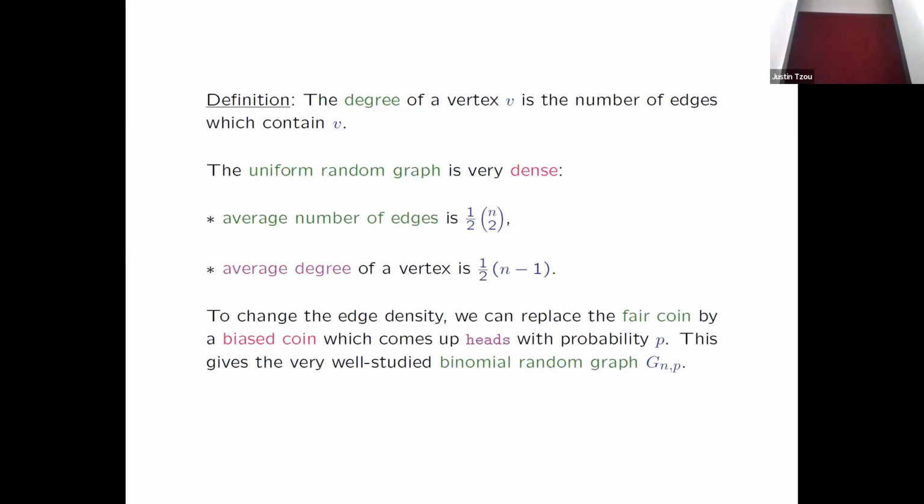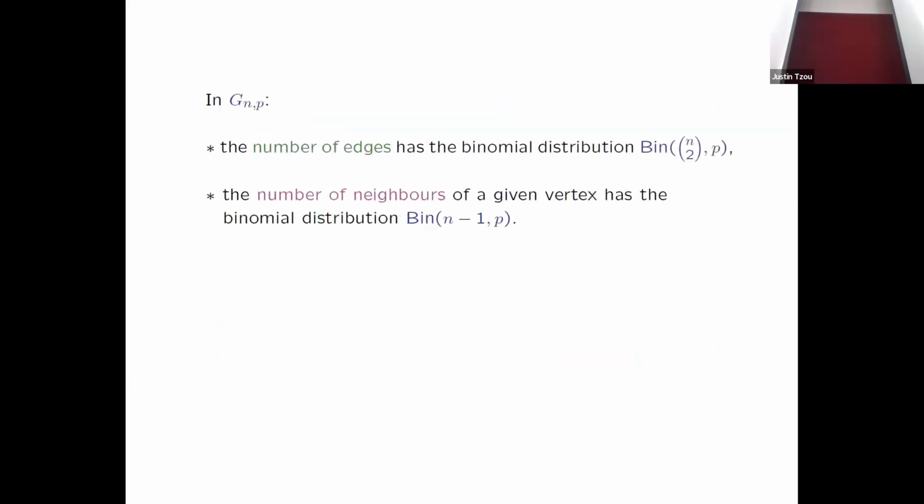So the first thing you could try to bring that edge density down is to replace your fair coin by a biased coin, which has probability p, but this time you want p to be smaller than half. So p could be a small constant, or it could even be a function of n that tends to 0, okay? And this is the binomial random graph G(n,p), which is very, very well studied. And of course, if you take p equals a half, you get the uniform situation back. It's called the binomial random graph because the number of edges follows a binomial distribution and the degree of each vertex also follows a binomial distribution.